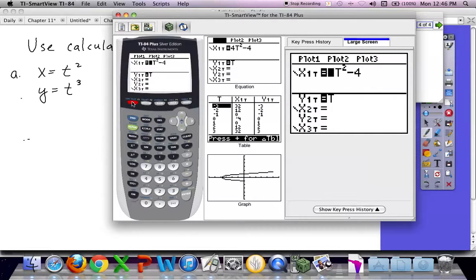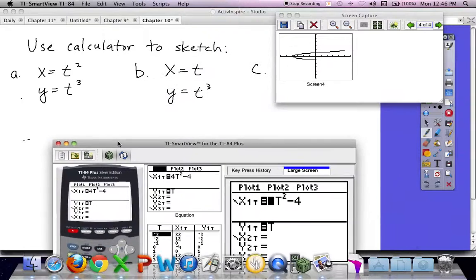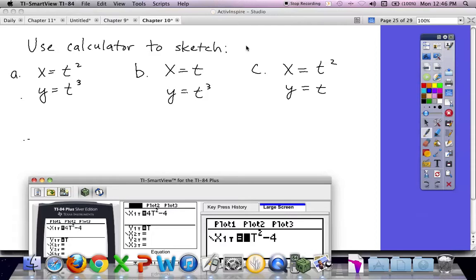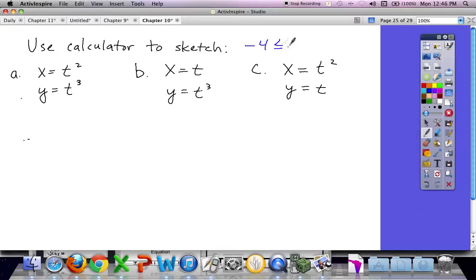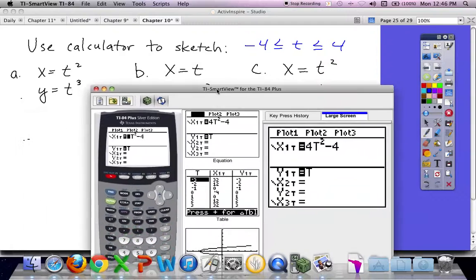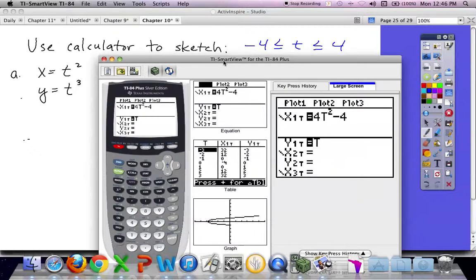The harder part is setting the window. It's not hard, but you do have to think a little bit about how you're going to set the window. I think it's said in the problem, this is the part that I forgot to write, that t is between -4 and 4. So it did give us a domain statement. So go ahead and try to put this t squared and t to the third on those first two lines.